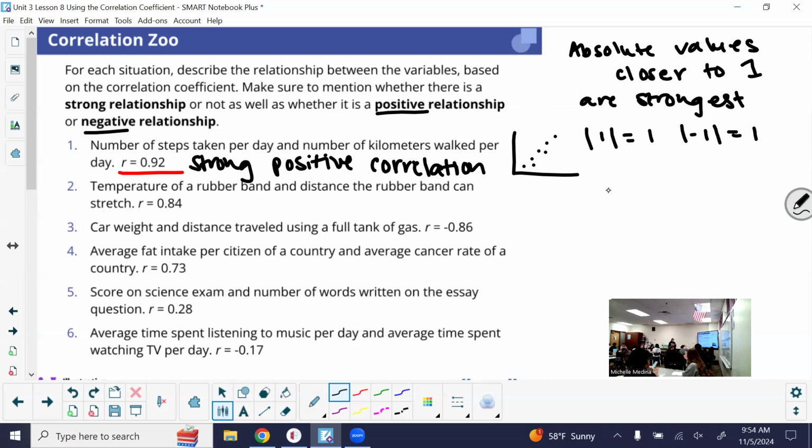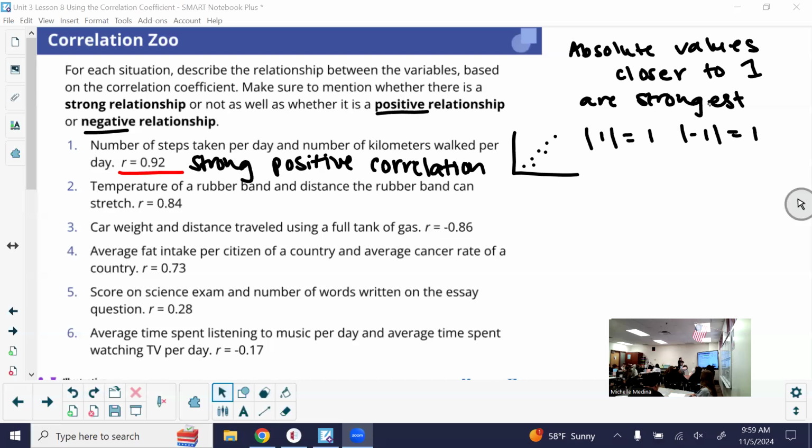Okay, so try that for the rest. You have 5 other ones. Should you finish early, start talking about which ones are strongest and which ones are weakest. We're going to rank them. That's basically what you're doing with that. I'll give you about 4 minutes. You can work with your groups.